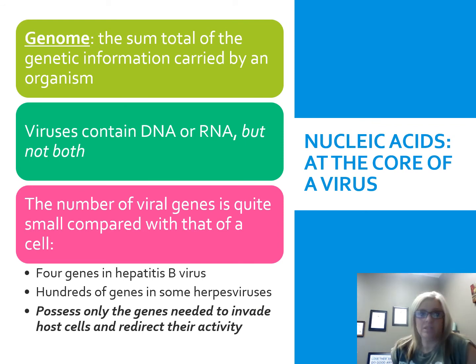The number of viral genes is very small compared to those that a cell has, obviously, because it's less complicated. We can have 4 genes up to hundreds, all right? So they can have only the genes that are needed to invade that host cell and take over their cellular machinery. As I've already said, they have only those. The genome is actually the sum total of all genetic material that an organism has. Cells contain DNA and RNA, but remember, viruses have only one or the other. So, for example, hepatitis B only has 4 genes, where some herpes viruses have hundreds.